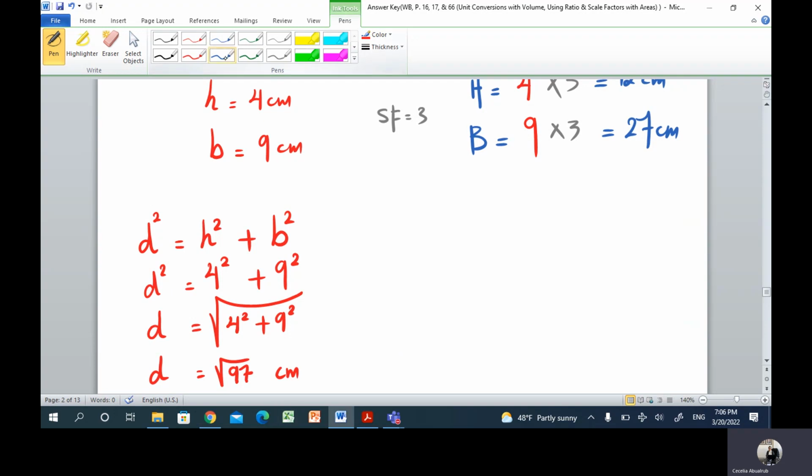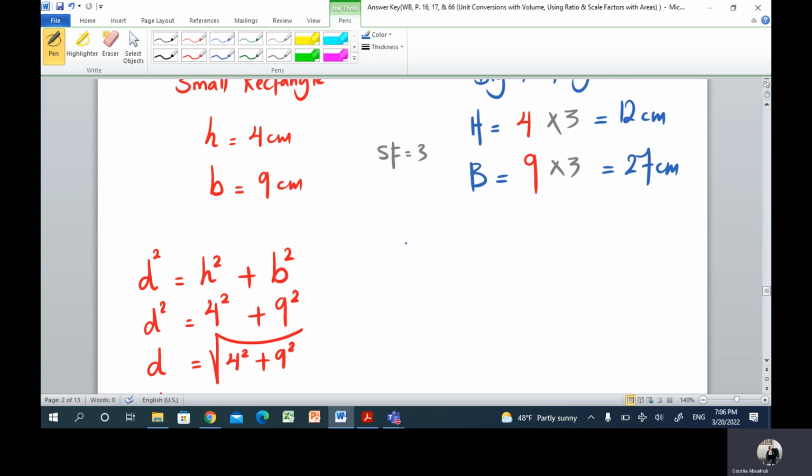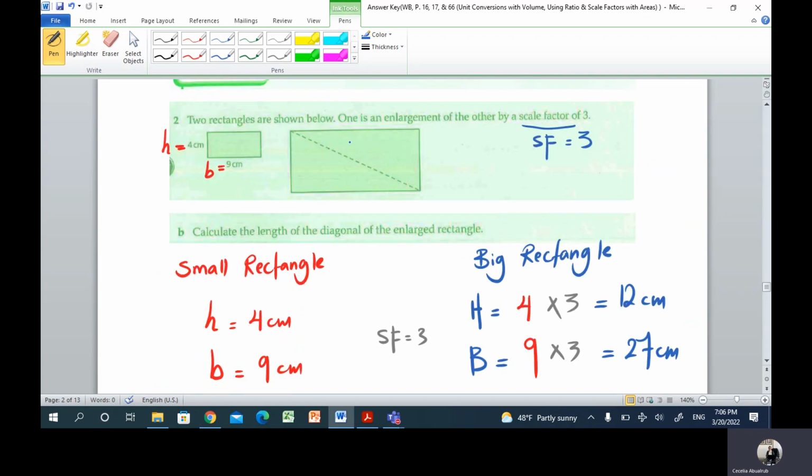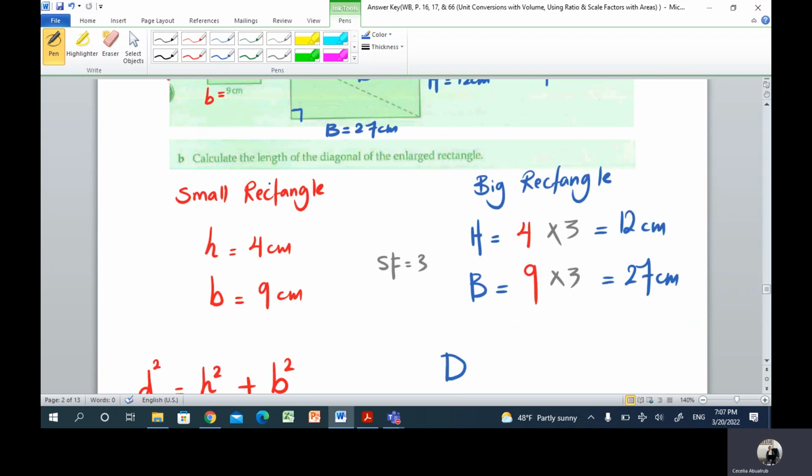Let's do the exact same thing for the big rectangle. So here we're going to find the diagonal or the hypotenuse. So if we go up here, this is big D, this is the big B, which is equal to 27 centimeter, and this is the big H, which is equal to 12 centimeter. And this is a right angle triangle. So the Pythagorean theorem states that the hypotenuse, which is D in here, to the power of 2 is equal to h squared plus b squared.